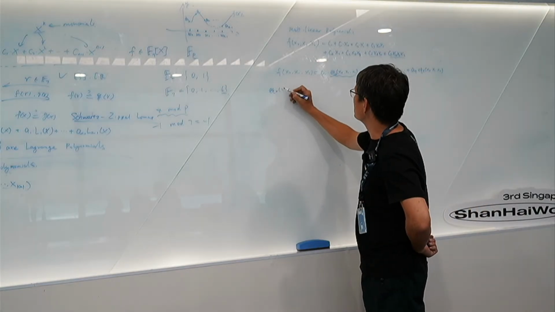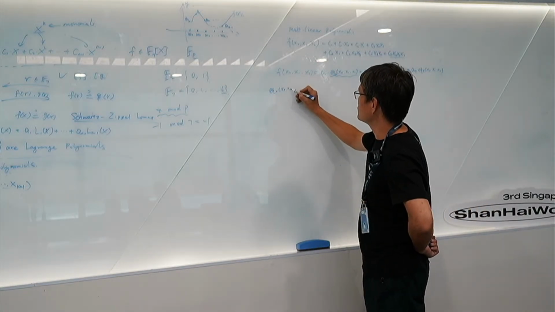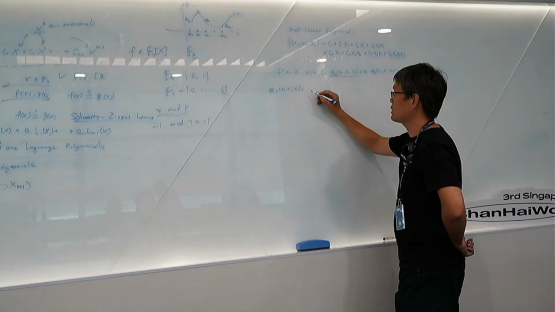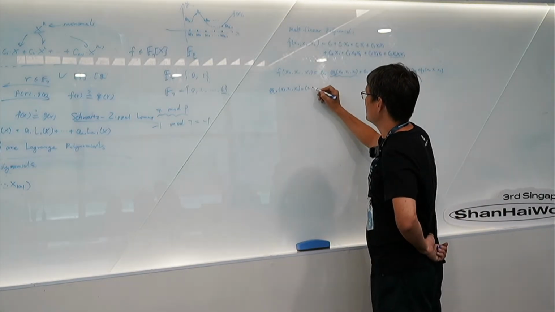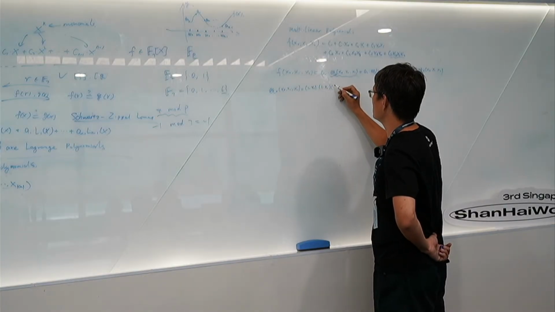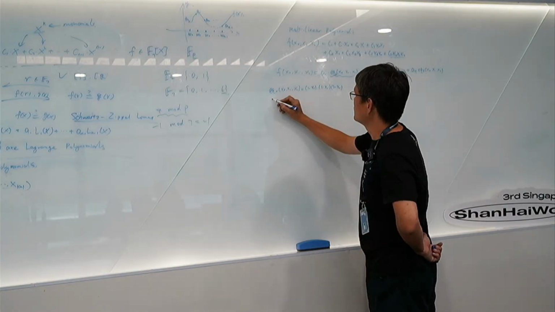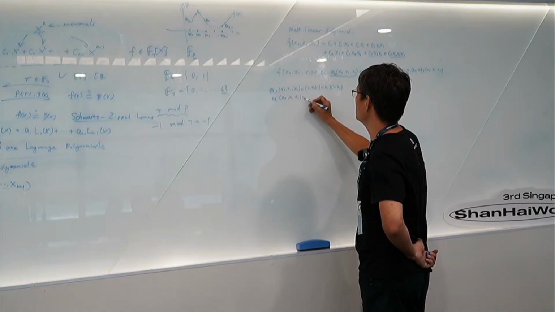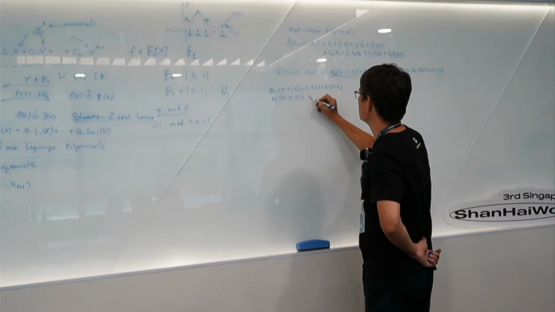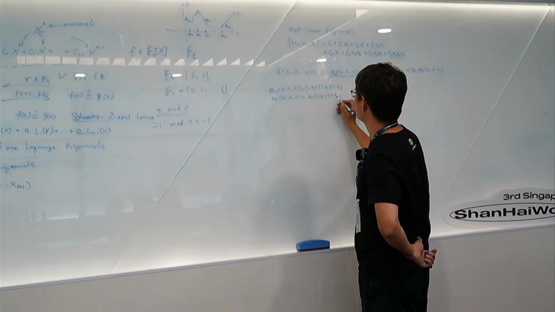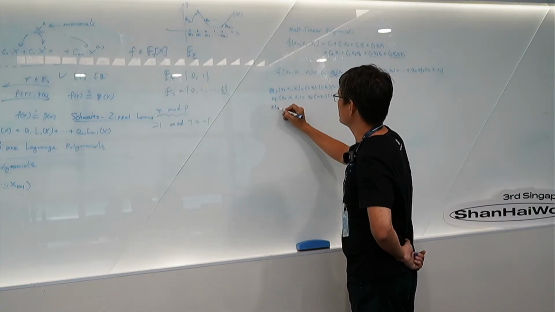EQ0(x0, x1, x2) is (1 minus x0) times (1 minus x1) times (1 minus x2), and then EQ1(x0, x1, x2) is x0 times (1 minus x1) times (1 minus x2).